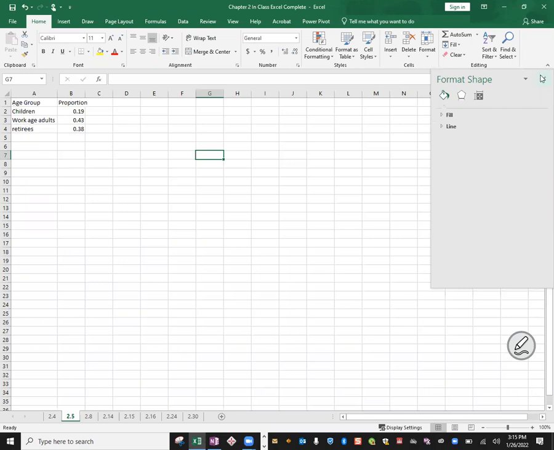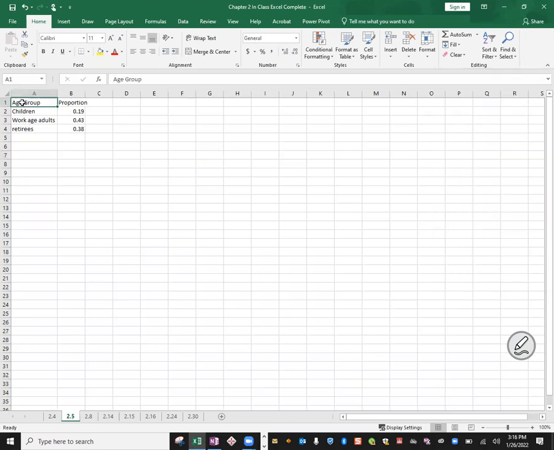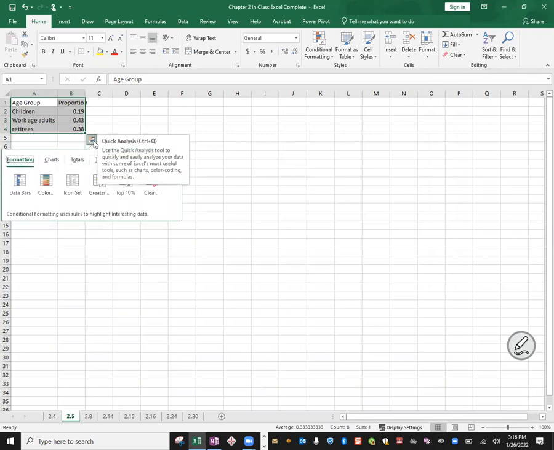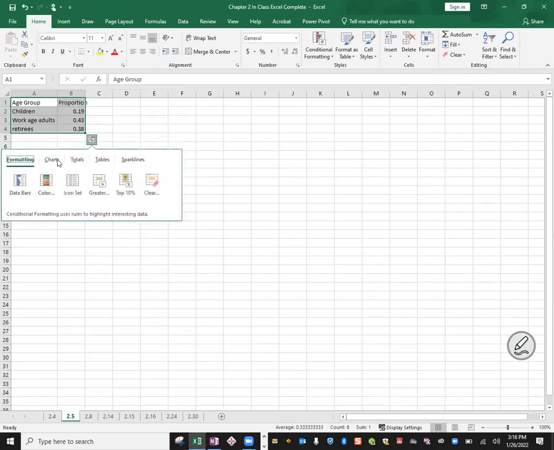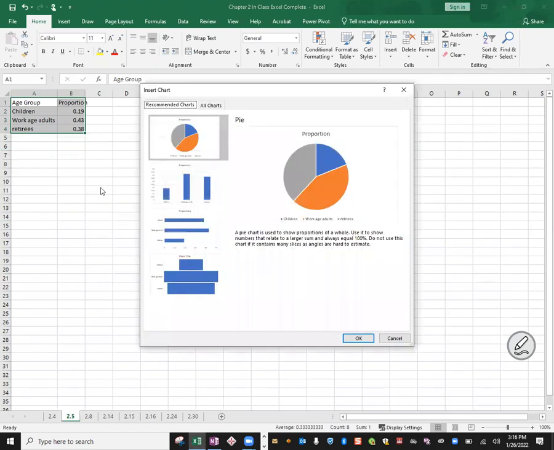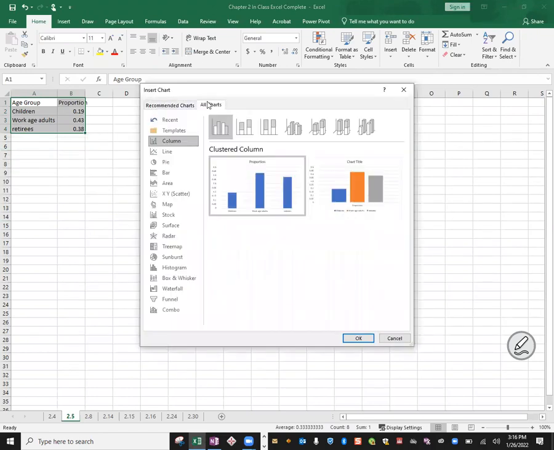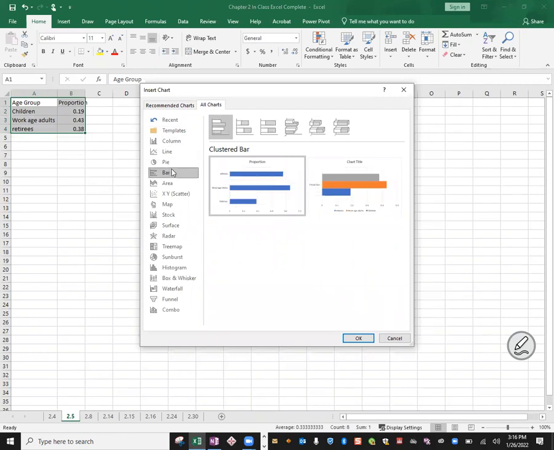So I am going to show you how to create a bar graph. Again, you're just going to highlight your data that you want to use. And you're going to click here at this quick analysis tool. You can right click if that doesn't pop up easily and go down to quick analysis here. You're going to go to charts. And this time we're going to click more charts, all charts. And we want a bar graph.